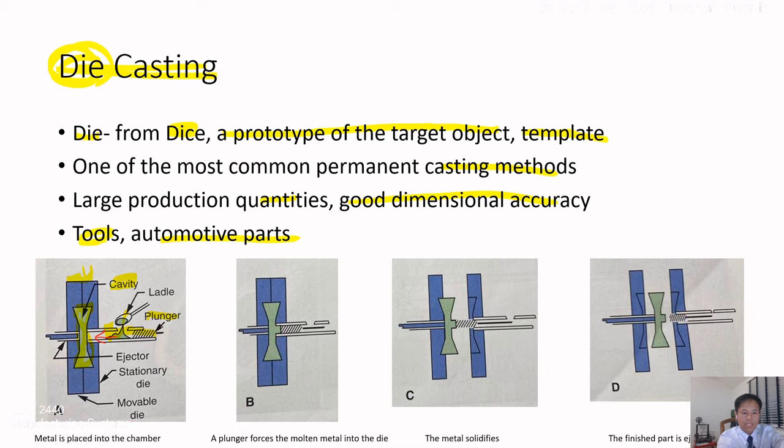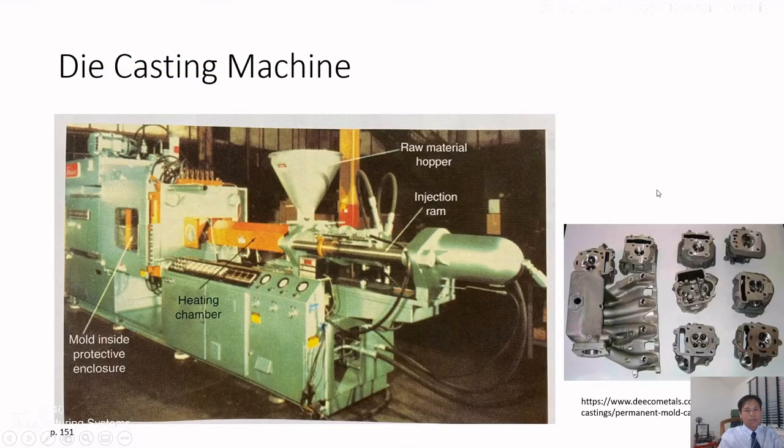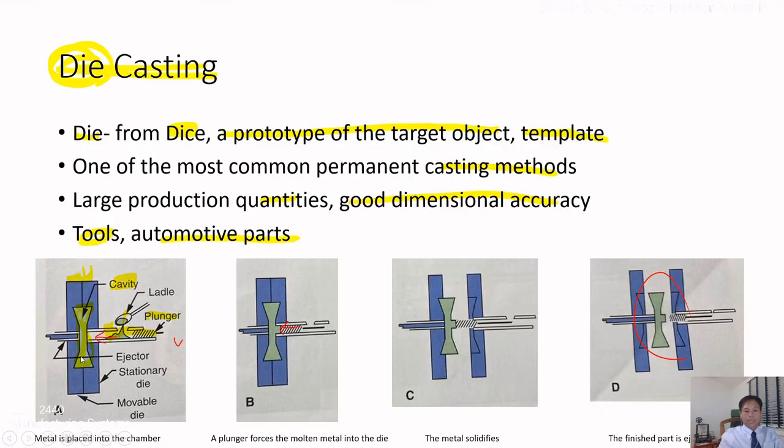So metal is placed first, and then the plunger forces the molten metal into the die, and then the metal solidifies, and after that they take out, eject the object. This is the die casting process, and this is the die casting machine. Most die casting is done by this kind of die casting machine. This machine automatically performs the die casting process, right?